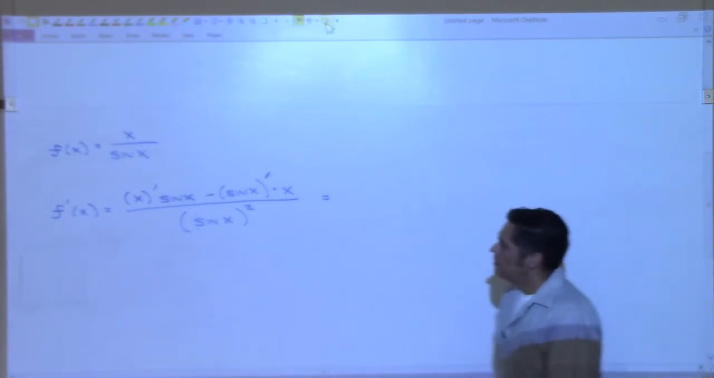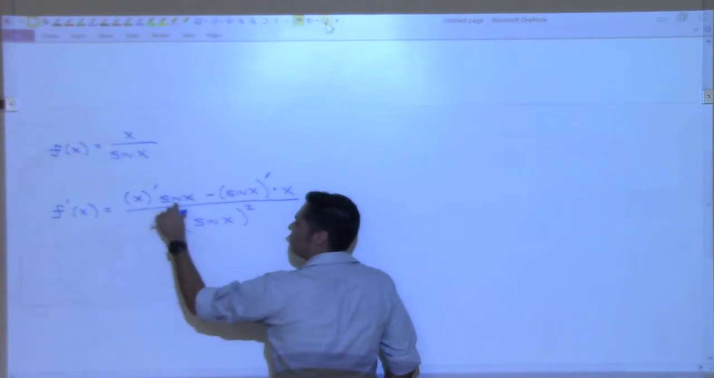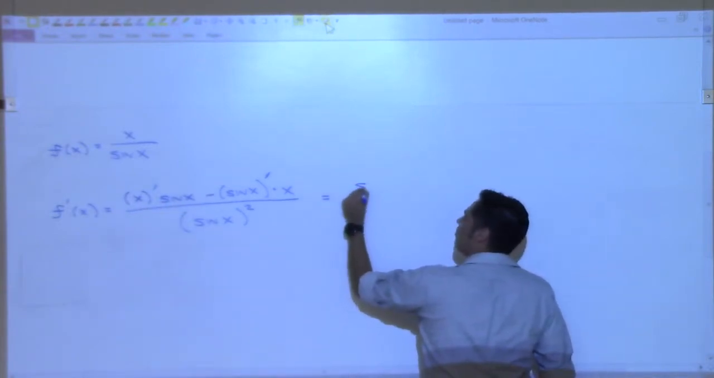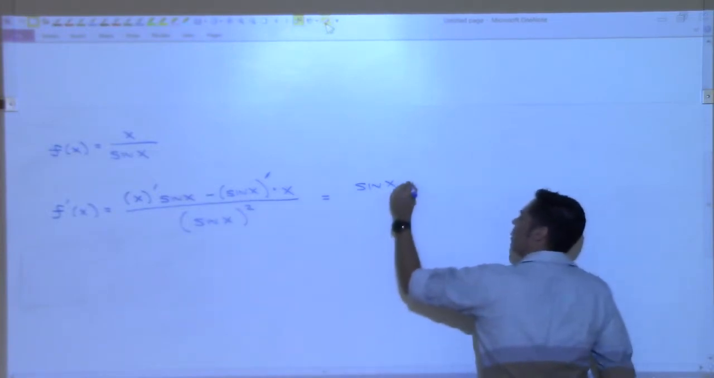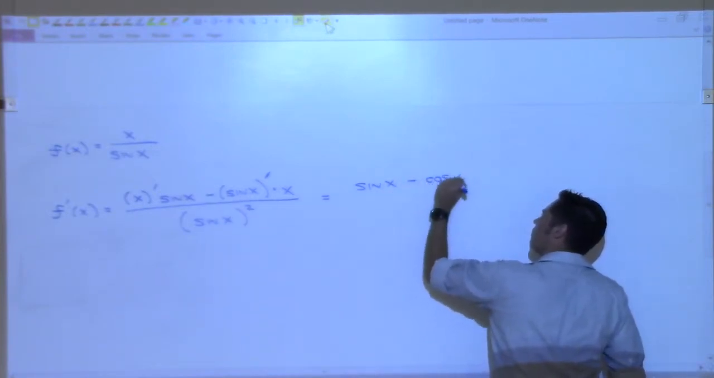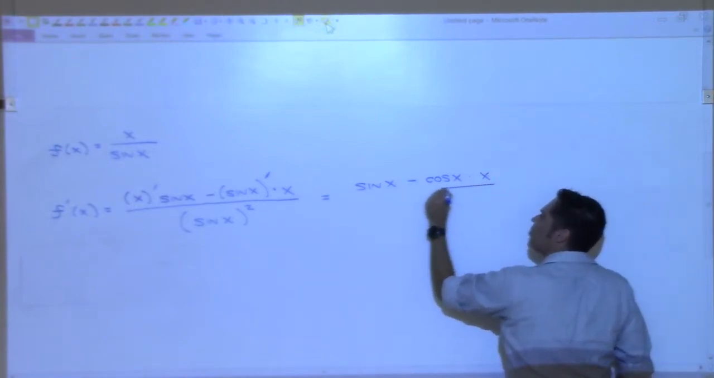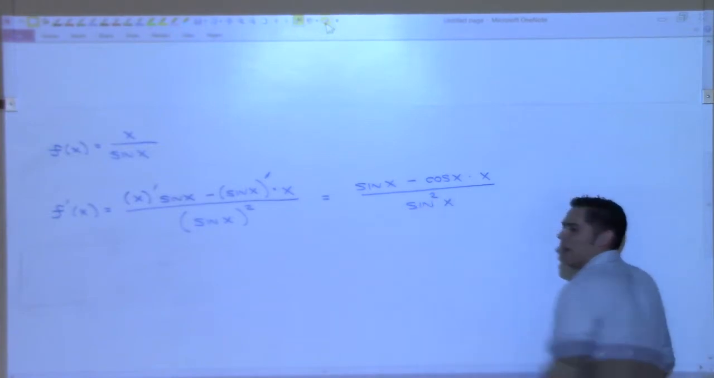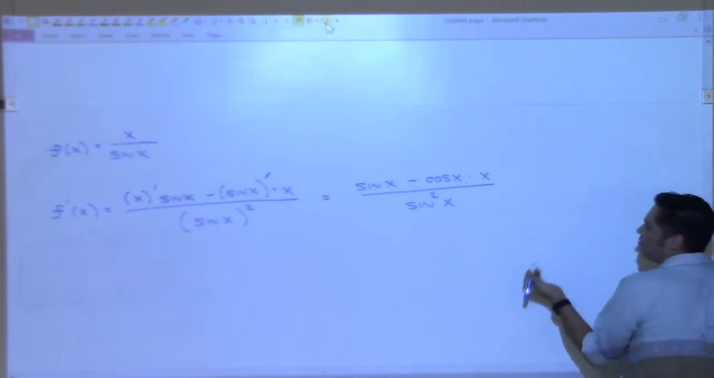Okay. All right, so what does this become? What's the derivative of x times sine x? 1 times sine x, so that's just sine x, right? And then minus the derivative of sine, which is cosine, times x, but then all of this over sine x squared. I'm going to write it like that. That's the same thing, isn't it? Okay, and then I guess we could leave it like that.